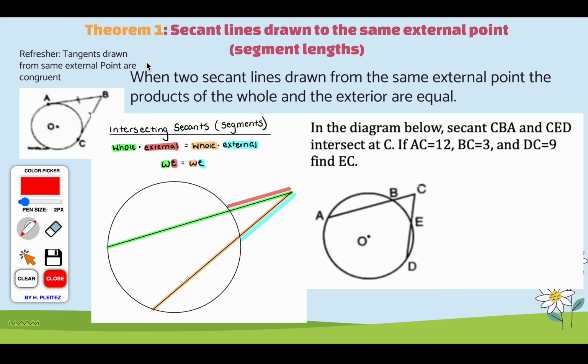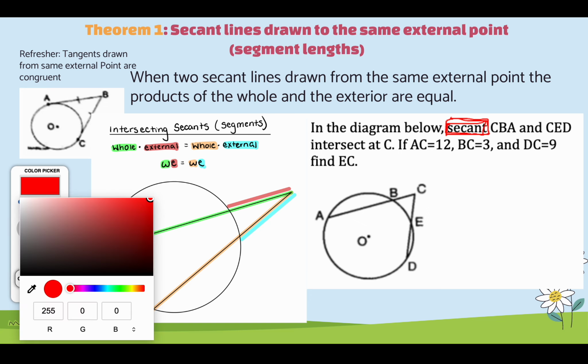So we have in the diagram below, secants CBA and CED intersect at C. So right away, I'm boxing this word secant. It's going to be important to us. And we have that AC is 12, BC is 3, and DC equals 9. Find EC. So let's go ahead and label.